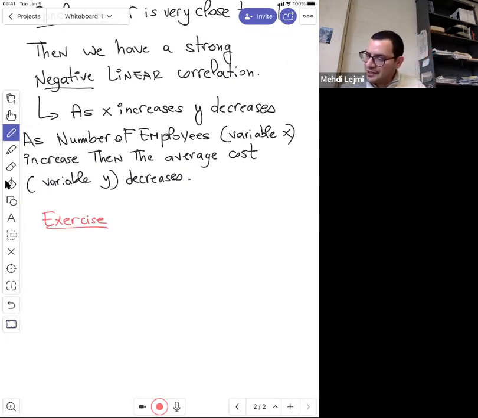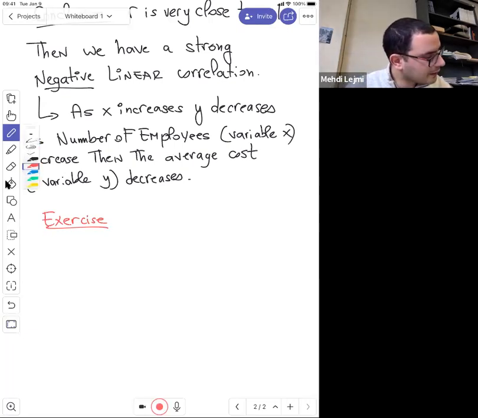We can pick an exercise, I guess, from the textbook. I don't want to have very large numbers. Let me see if there's anything here from the textbook. All right, we can do the example we had.